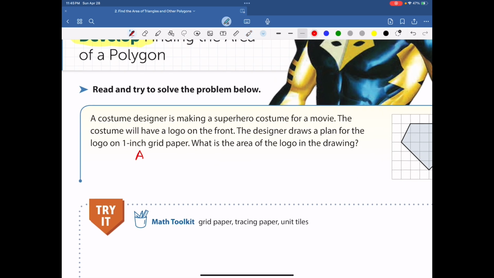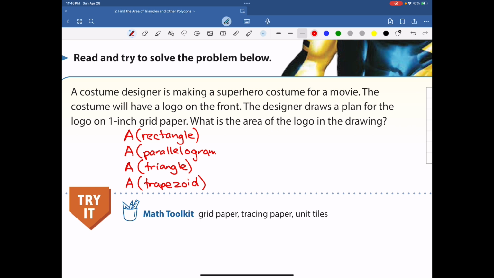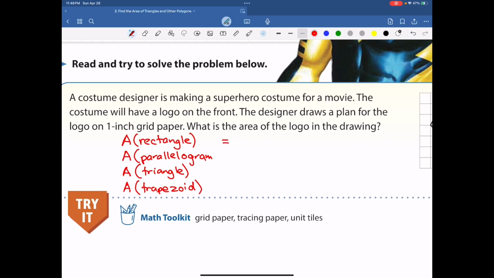Write this down. We have the area of a rectangle, the area of a parallelogram, the area of a triangle, and the area of a trapezoid. And these are all basic shapes that we've studied before. So let's come up with the formulas for each one. The area of a rectangle, that's pretty simple. It's just base times height.